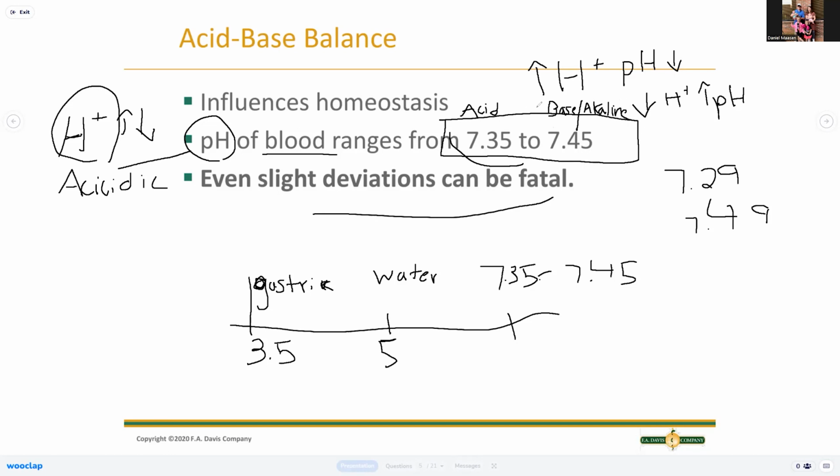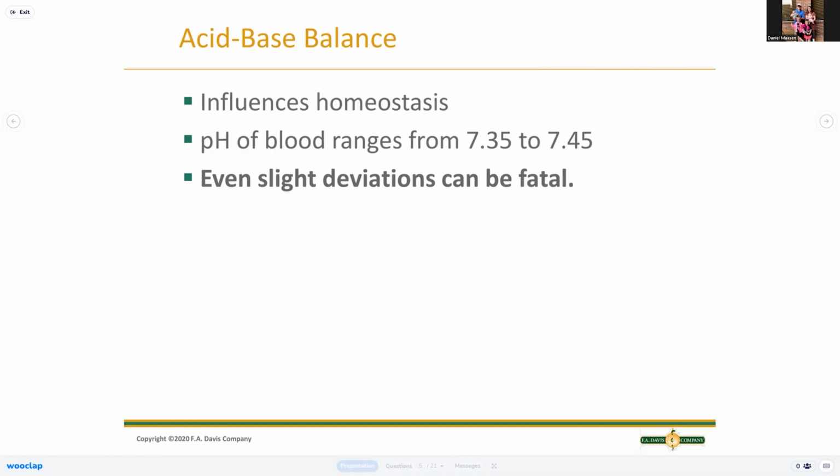So base or alkaline is higher on the pH scale, acidic is lower, and this is the range just for humans. Again, this would be way more base or alkaline than water, but that's because of all the other components we have going on in our body. Gastric contents, right? Super acidic, way more hydrogen ions compared to us as people. Okay. Hope that's making sense.